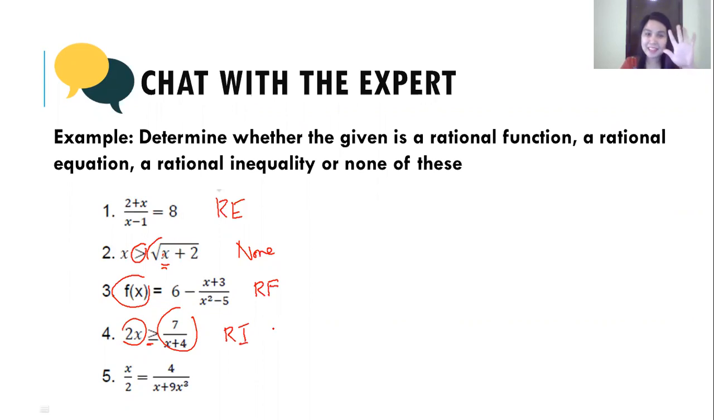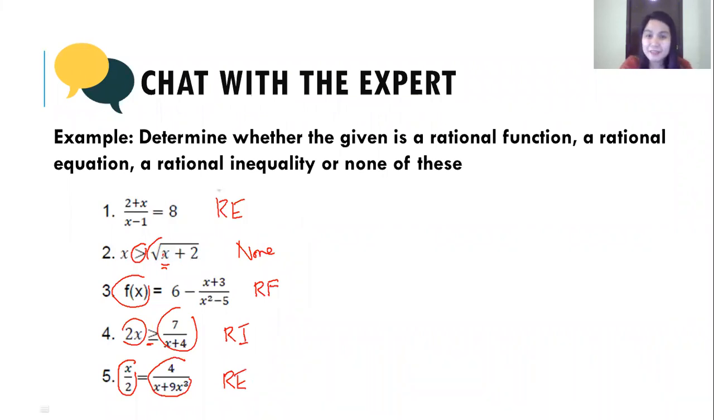And number five, the last number. X over 2 is equal to 4 over x plus 9x cubed. You check first. Is this a rational expression? Yes. Is this a rational expression? Yes. And with an equal sign? So it's a rational equation. Oh, very good. I think you're very ready for today's quiz.